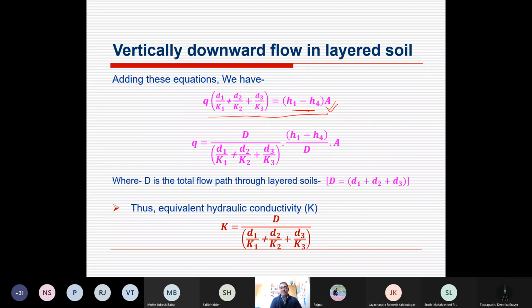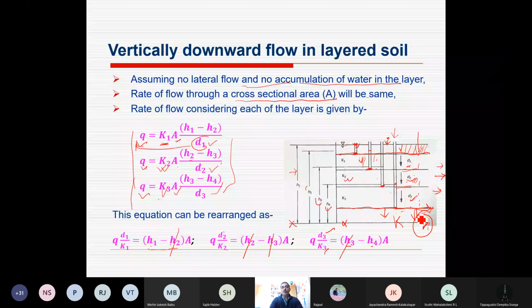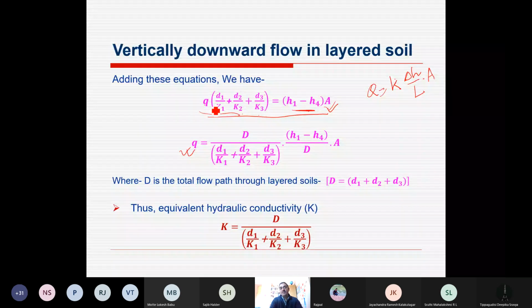So if we rearrange this equation in the same form, Q is equal to K delta H by L into A. What is that? K is the hydraulic conductivity. So delta H, let us rearrange this equation. Q is equal to, because Q is the final outcome we have observed, H1 minus H4 into A divided by D1 by K1 plus D2 by K2 plus D3 by K3.